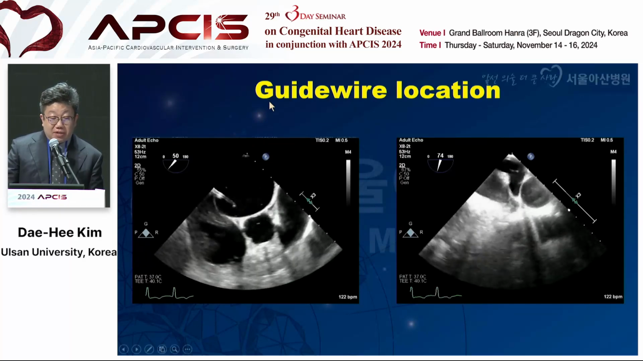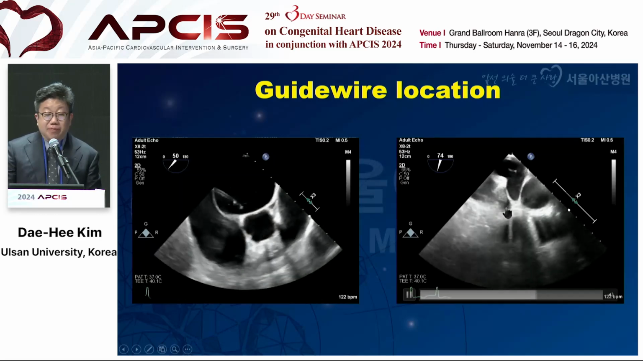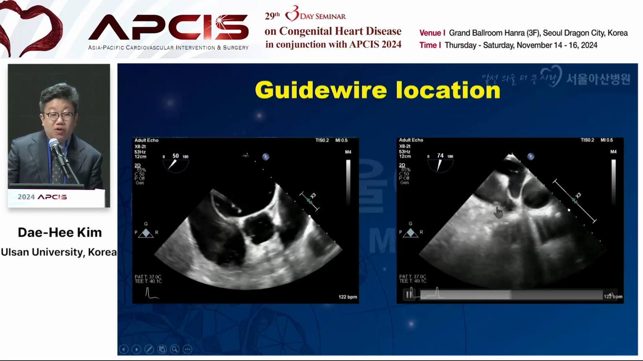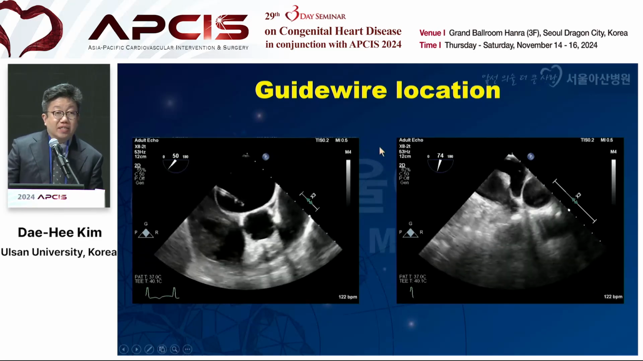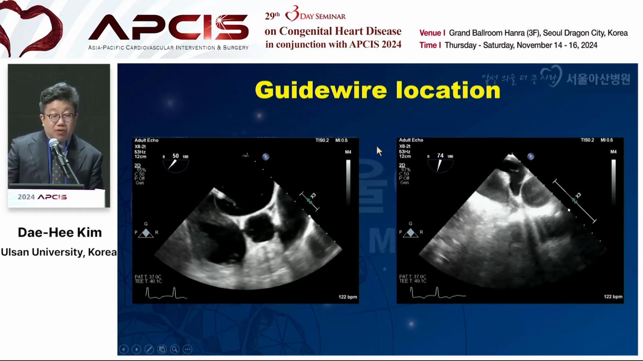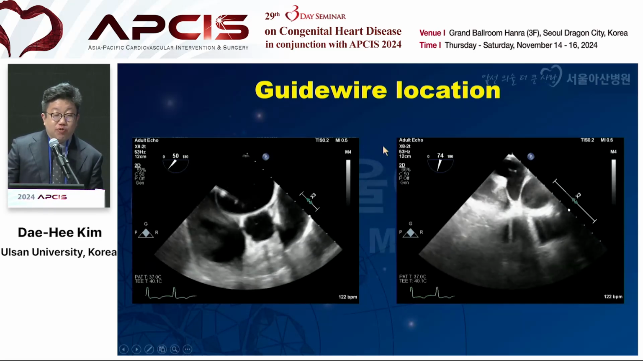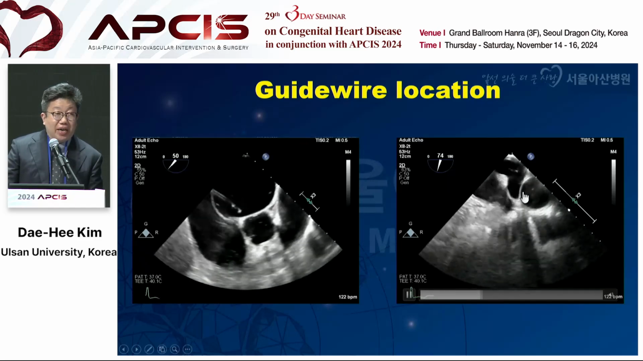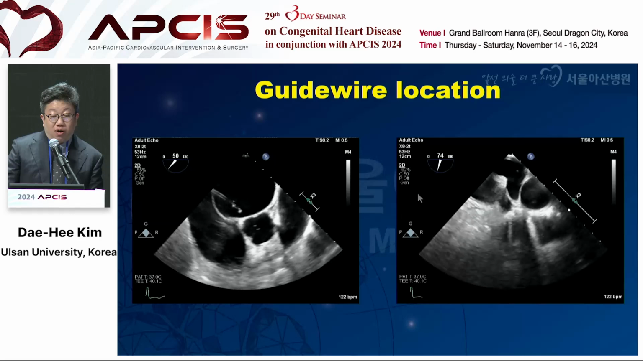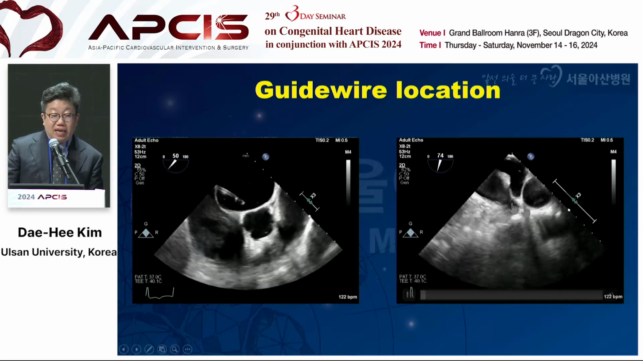During the procedure, we have to identify the location of the septal puncture. After septal puncture, guide wire location is very important, especially in patients with a hugely dilated left atrium. Fluoroscopy is not sufficient for identification of the guide wire location. The left upper pulmonary vein or right upper pulmonary vein is the optimal guide wire insertion site like this.